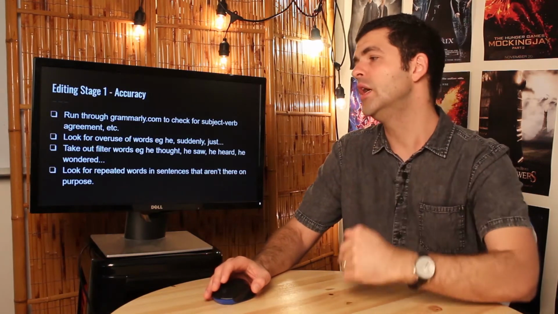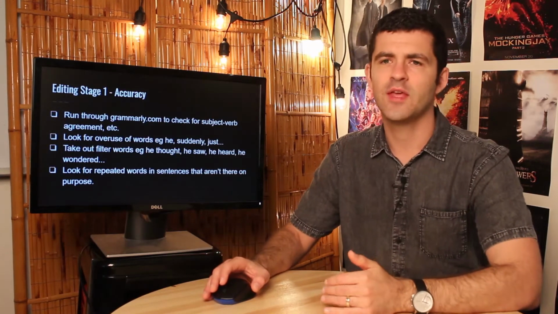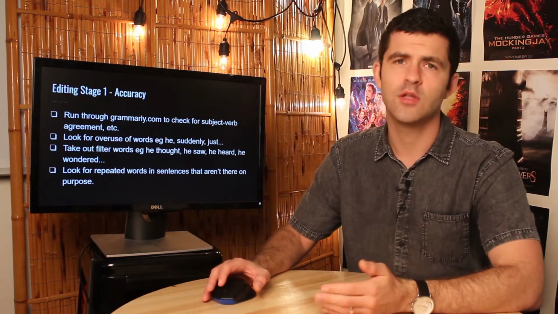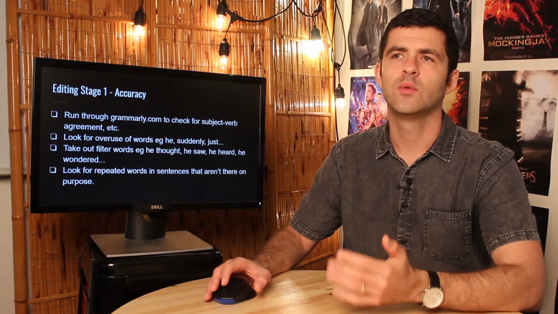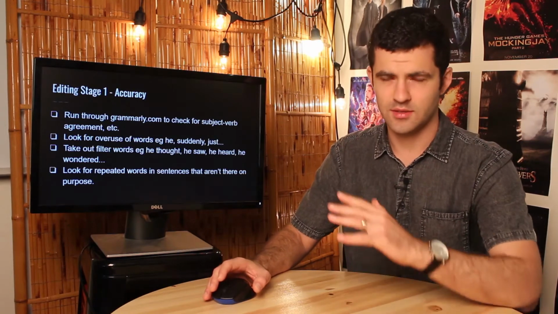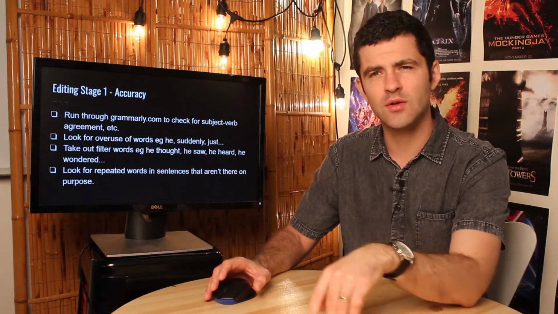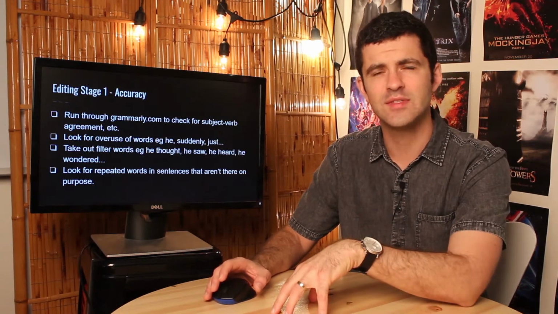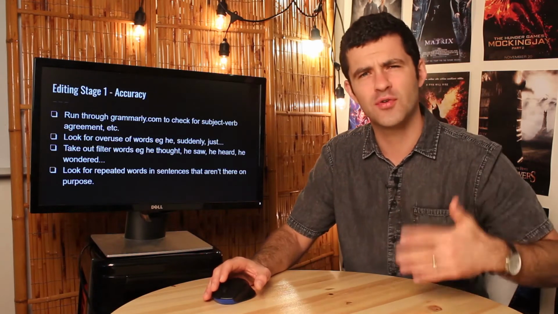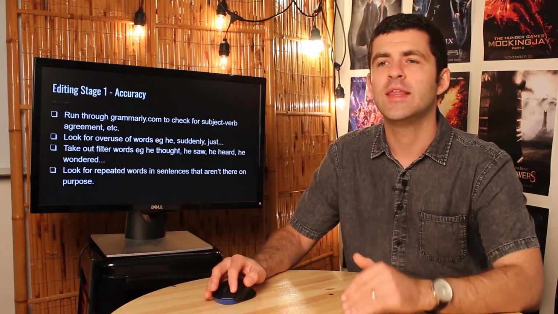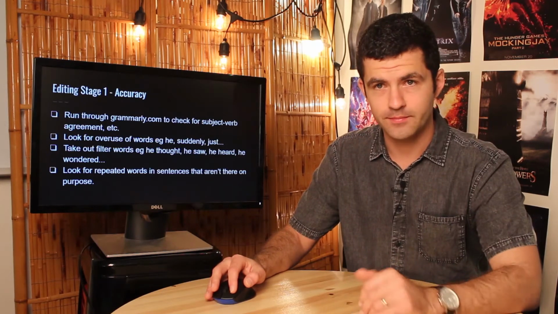And then look for repeated words in sentences that aren't there for effect. So, you might say he quickly did this and then quickly did this and so on. If you're repeating those kind of keywords or nouns or adjectives and they're not there for effect, like you're not trying to create a sense of repetition there, then be sure to change those up.